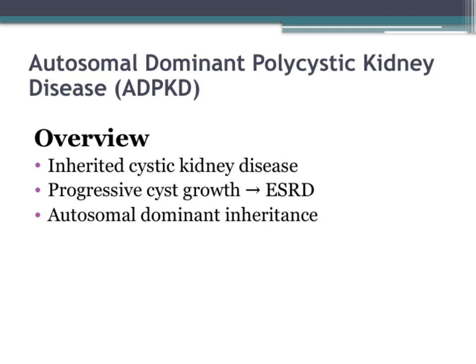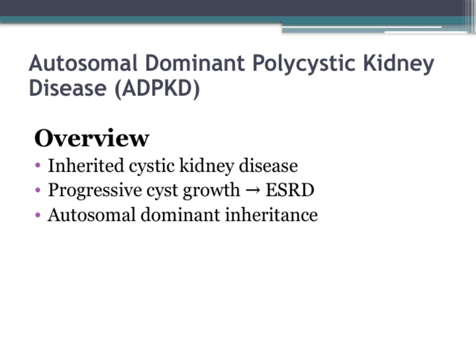Let's take a closer look at inherited cystic kidney disease. This condition is characterized by the development of multiple fluid-filled cysts in the kidneys. Over time, as these cysts grow and multiply, they can significantly impair kidney function. This progressive cyst growth often leads to end-stage renal disease, or ESRD, which is the point where the kidneys can no longer support the body's needs.